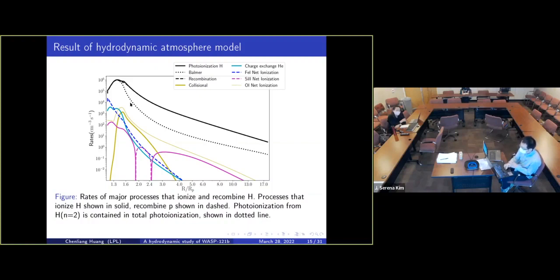And separately, they also have a dotted line. That's the ionization from the excited state hydrogen by the Balmer continuum. Also, this is included in the total photoionization of hydrogen. But you can see in the bottom part, actually the Balmer continuum ionization is the dominant channel to ionize hydrogen. So it determines the ionization balance near the bottom.